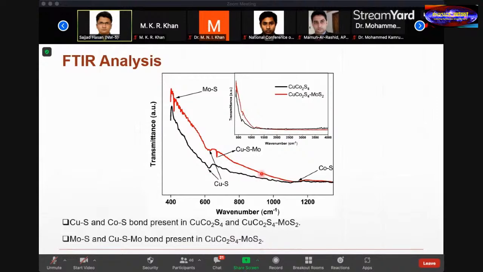FTIR studies were performed to characterize the functional groups of the synthesized samples. For both prepared copper-cobalt sulfide and the nanocomposite, we observed the presence of bonds between copper and sulfur and cobalt and sulfur. In addition, in the nanocomposite, we have found bonds between molybdenum and sulfur and copper, sulfur, and molybdenum. This provides further evidence of bond formation between copper-cobalt sulfide and MoS2.